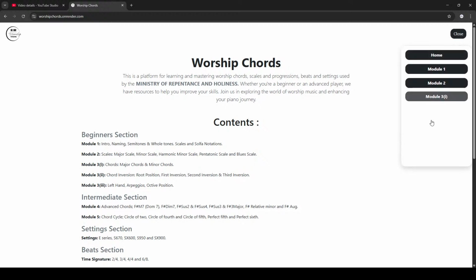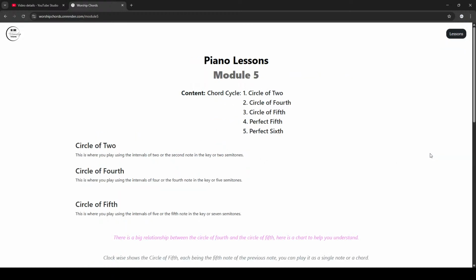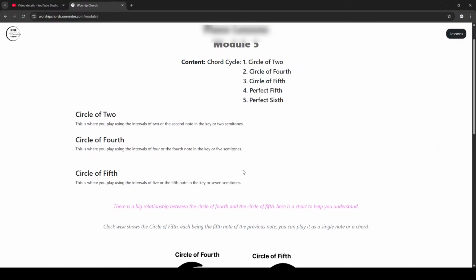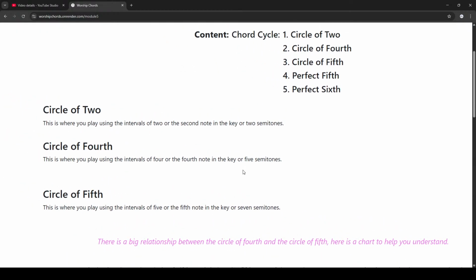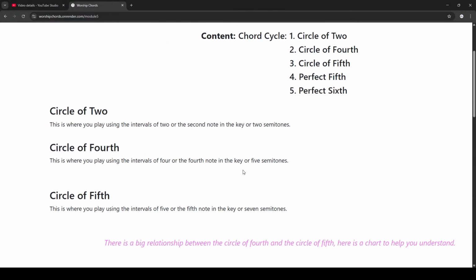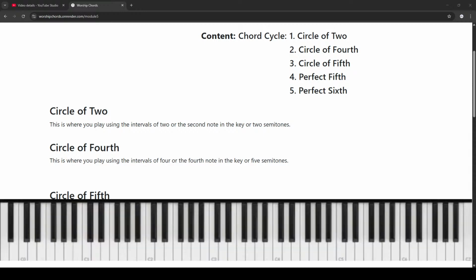We're going to start with the circle of 2. So with me here on the website, I'm going to start with the circle of 2. We're going to use module 5 on this website. It will be shared in the link below. Now let's start. What is the circle of 2?